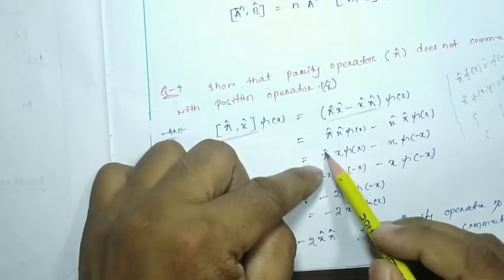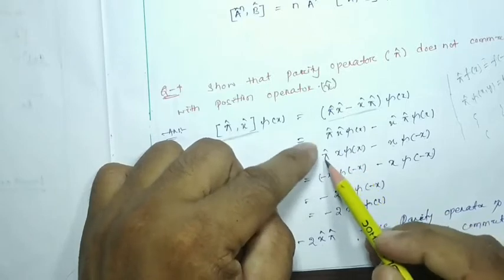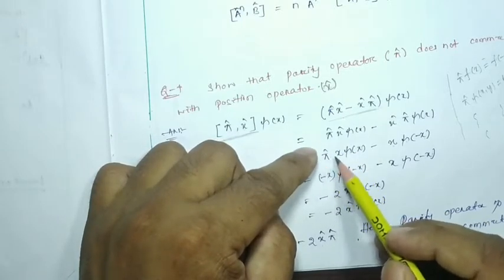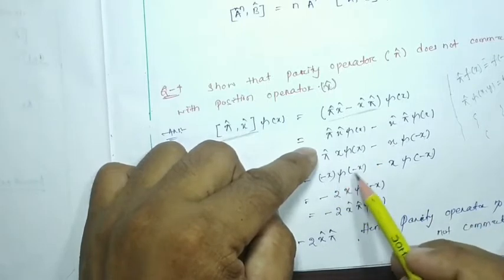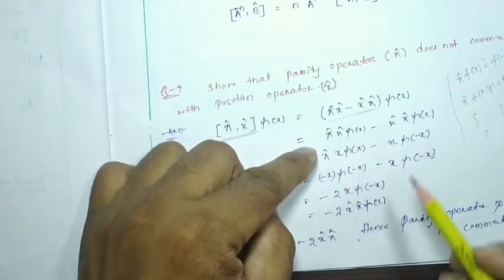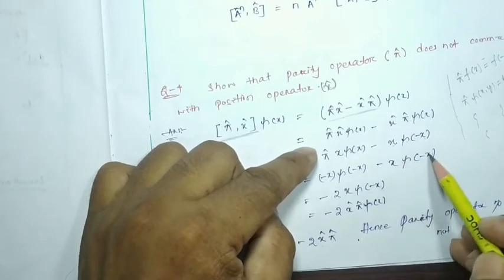So now pi cap x psi(x), when the parity operator operates over this one, it will be minus x psi(minus x).